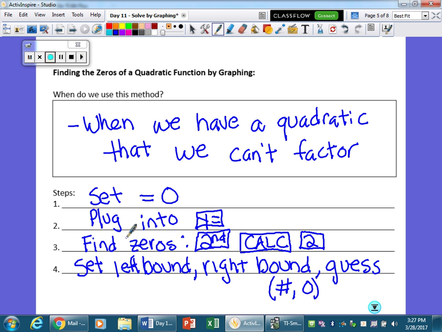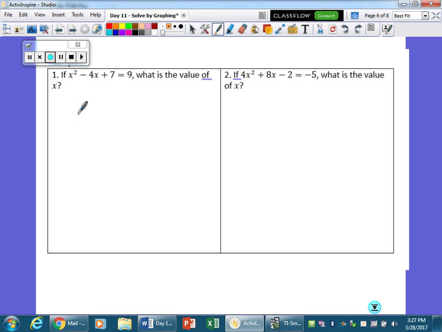Okay, so let's actually go through a problem here. So here's our first one. If x squared minus 4x plus 7 equals 9, what is the value of x? Well, first step, it's not set equal to 0, so we need to move this 9 over. So we're going to subtract 9 from both sides. So x squared minus 4x, and then it would be minus 2 equals 0. That's what we're going to type into y equals. So that's our first step.